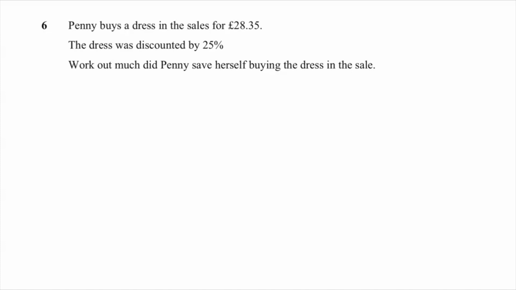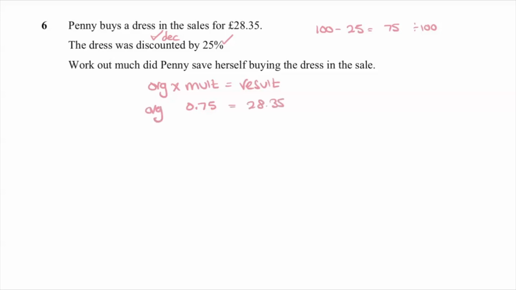We know that she buys the dress for £28.35 and it was discounted. So there's my decrease by 25%. A 2-tick question means original times multiplier equals result. And like I say, you cannot deviate from the story. It is a decrease. So our multiplier will be 100, take 25, and then you divide through by the 100. So we've got 0.75. We don't know the original. We do know what she paid for it. So there was a cost that was decreased by this to equal 28.35. The original is what we're after.